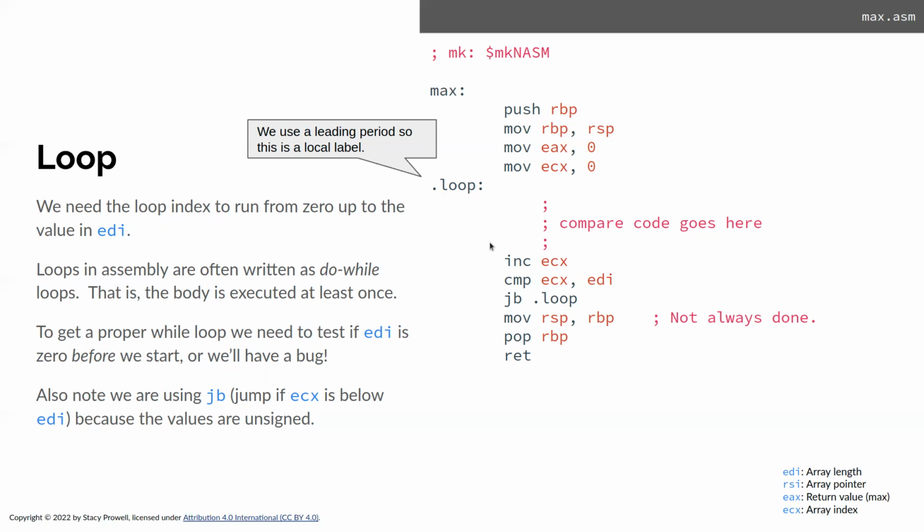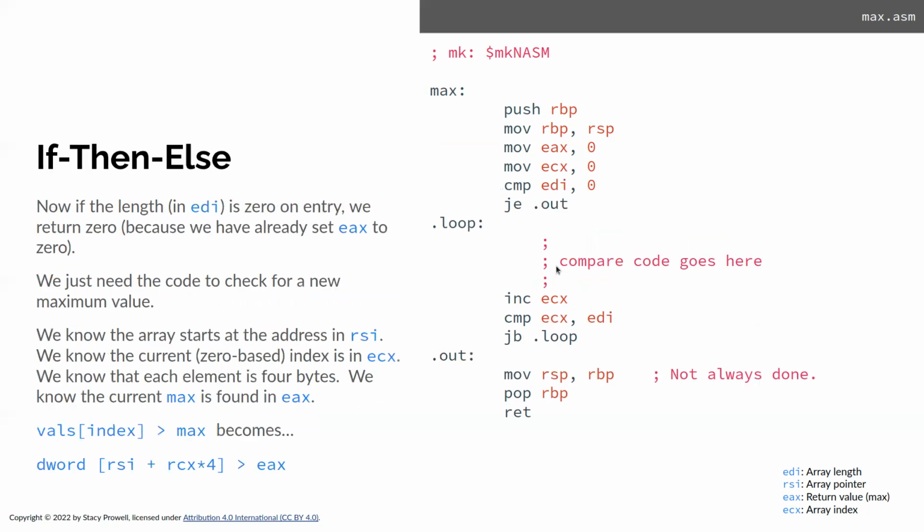So we need to check to see if EDI is 0, and if it is, we bypass this whole thing. Let's do that. So here we compare EDI to 0. And if it's equal to 0, we jump to .out, which is right down here. And that just takes us right out.